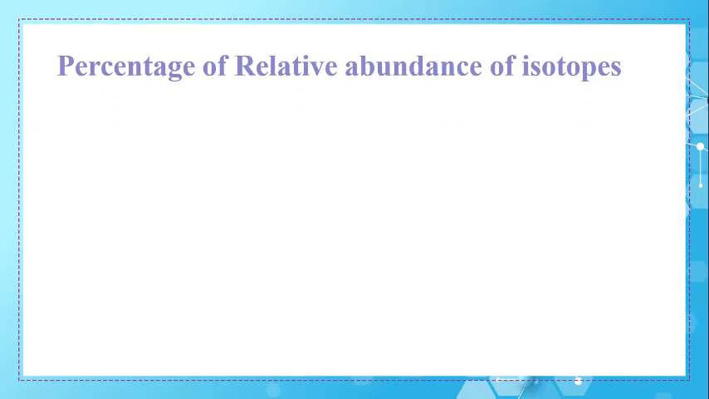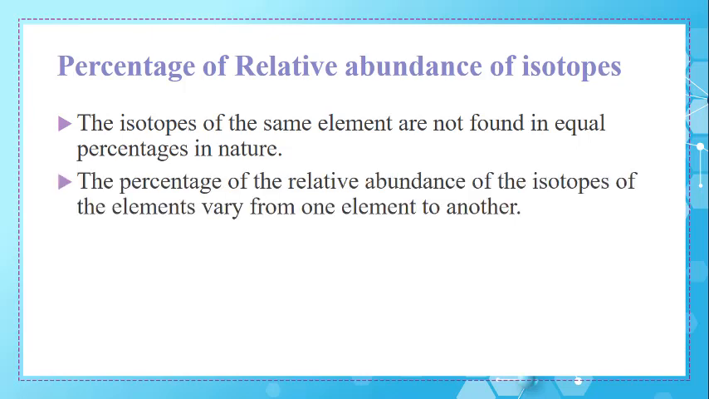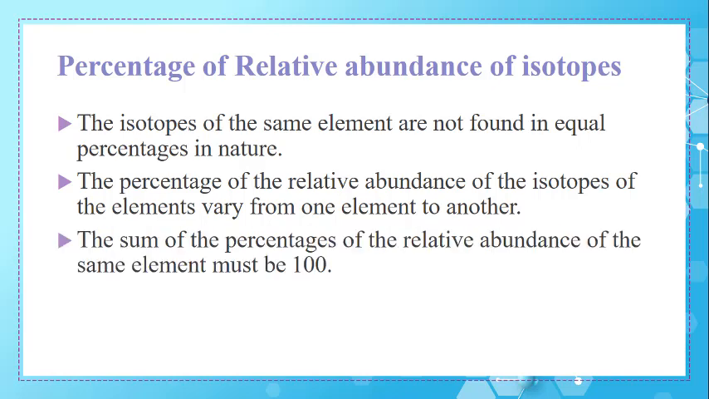Percentage of relative abundance of isotopes. The isotopes of the same element are not found in equal percentages in nature. The percentage of the relative abundance of the isotopes varies from one element to another. The sum of the percentages of the relative abundance of the same element must be 100.